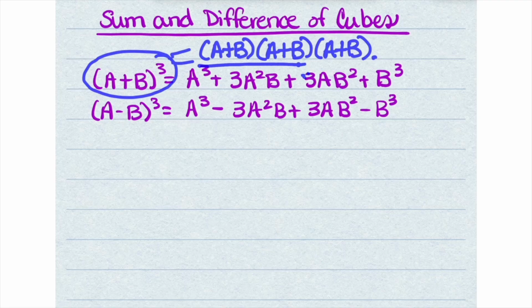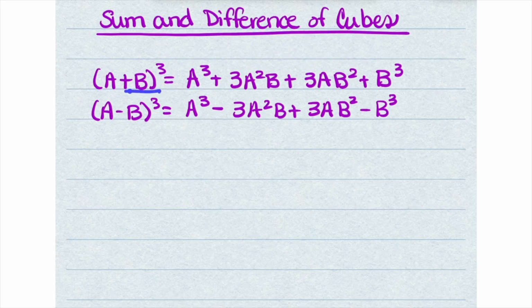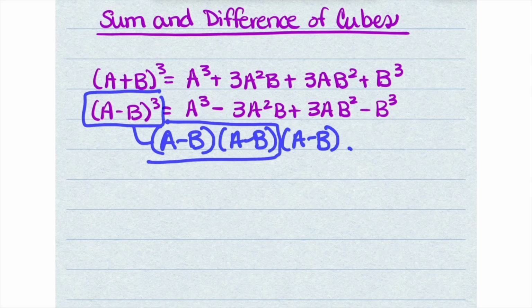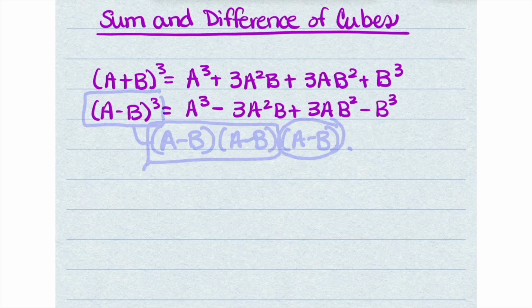You would just multiply these two first. You would end up with the trinomial, and then multiply this last one to the trinomial. Okay, and then same thing for this. This does mean a minus b times a minus b times a minus b. That's exactly what that means. You would multiply these two first, and you would end up with the trinomial, and then you would multiply that trinomial by this last binomial.